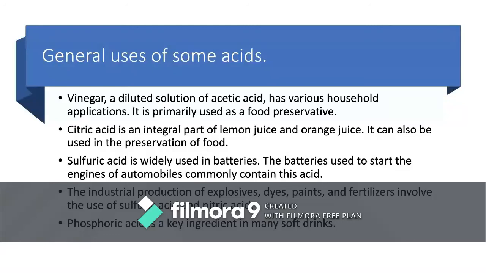Next, the industrial production of explosives, dyes, paints, and fertilizers involve the use of sulfuric acid and nitric acid. Phosphoric acid is the key ingredient in many soft drinks, and it is also used in the manufacture of fertilizers.